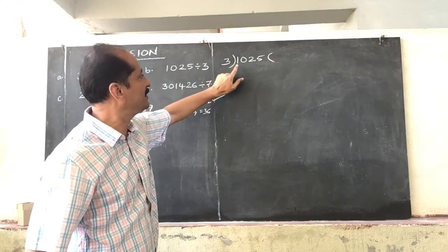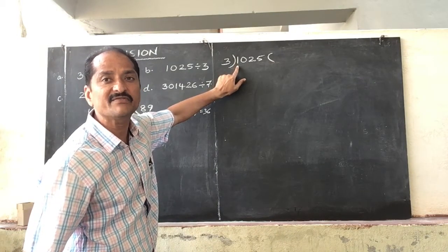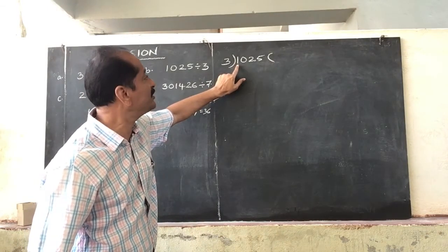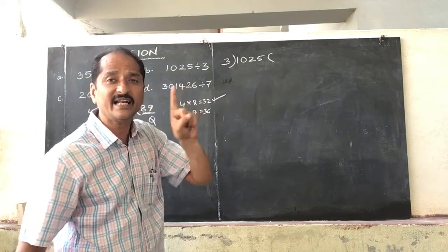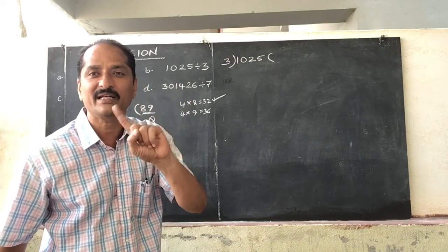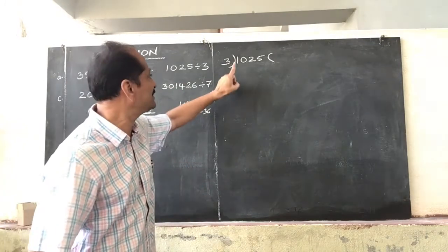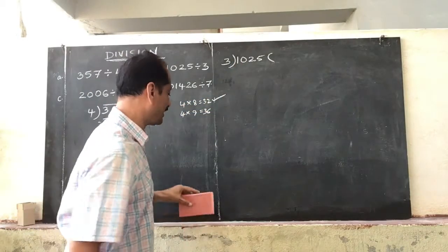Observe carefully. The first digit of the dividend is 1. Now 1 should be divided by 3. Is there any 3 in 1? There are none. So we have to take 2 digits. What are the 2 digits? 1 0. 10 we have to take.